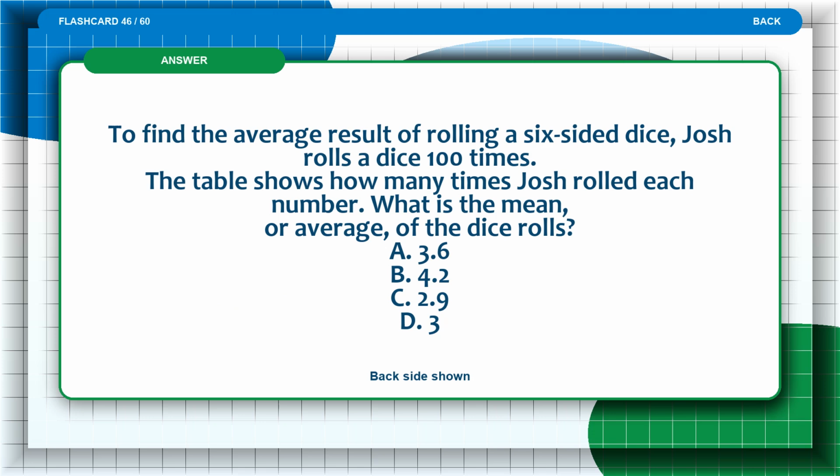The answer is, to find the average result of rolling a 6-sided dice, Josh rolls a dice 100 times. The table shows how many times Josh rolled each number. What is the mean, or average, of the dice rolls? A 3.6, B 4.2, C 2.9, D 3.